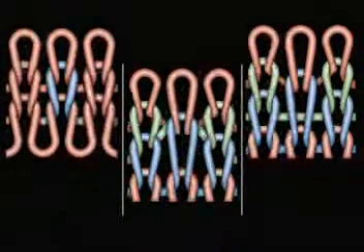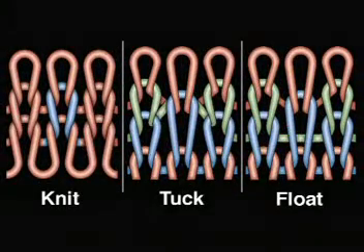You've just seen how 3 stitch formations can be used in different ways. All can be produced on warp or weft machines, or used for single or double knits.